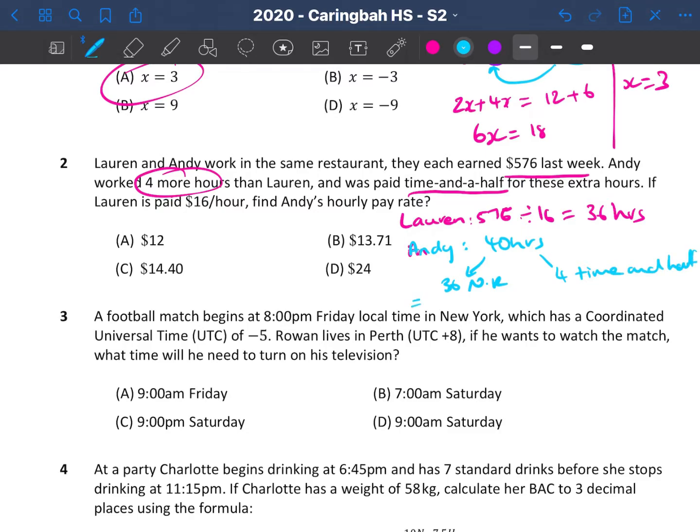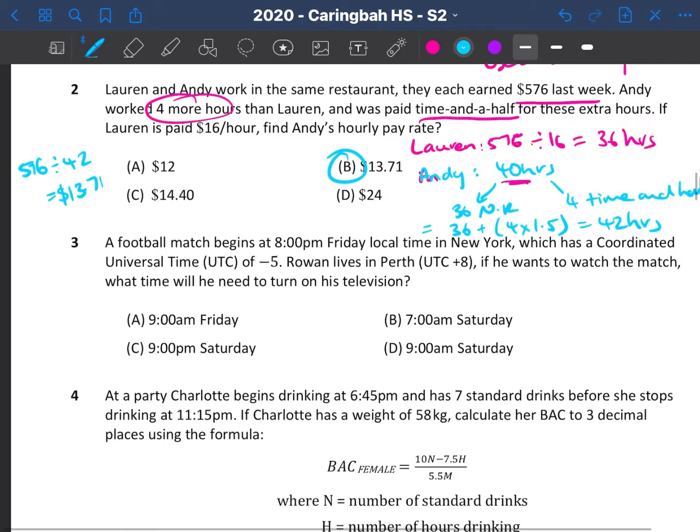which is the equivalent of working 36 hours plus 4 times 1.5, and that's 42 hours. So even though he worked for 40 hours, it's the equivalent of working 42 hours at a normal rate. So now what I'll do, I'll just do it over here on the other side. So now I'm going to do 576 divided by 42. And you get $13.71. That's B. So his hourly rate is much less.